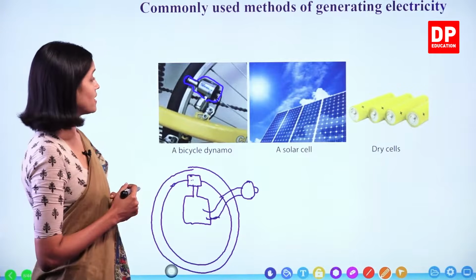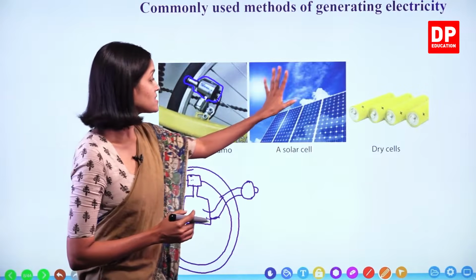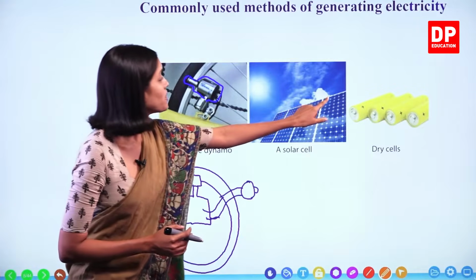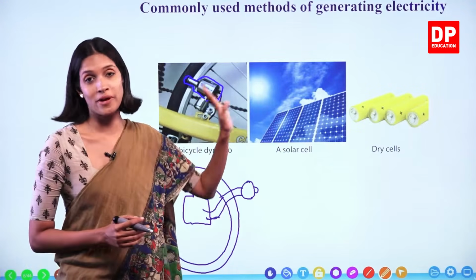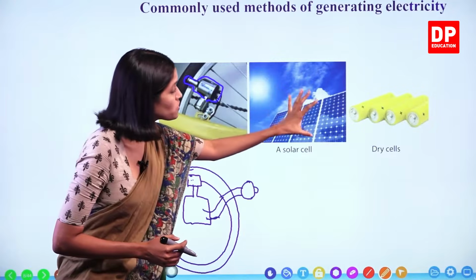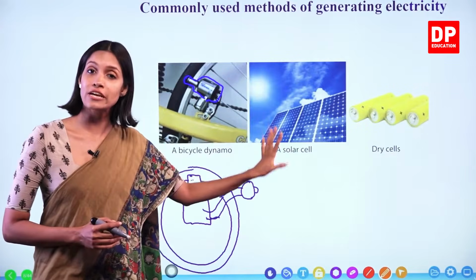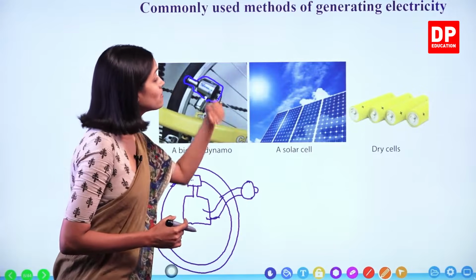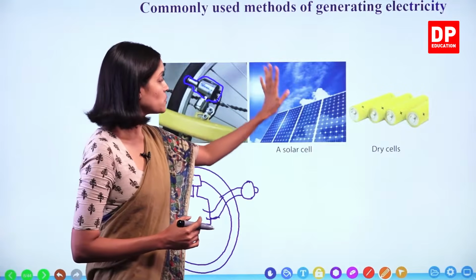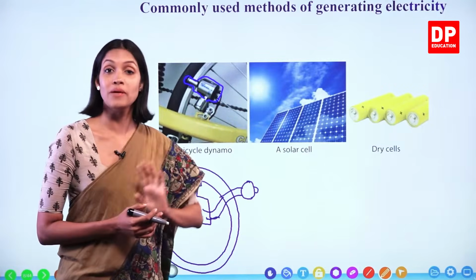Right, children? Right. The second one, solar cells. I already explained, solar cells, a large number of solar cells combined and a solar panel is made. What is given in this picture is a solar panel. When sunlight falls onto these type of solar panels, it can convert sunlight into electrical energy. So it directly converts sunlight into electrical energy, right? So in the presence of sunlight, solar cells and solar panels can generate electricity. So this is the second method.